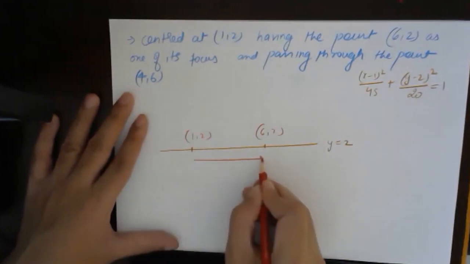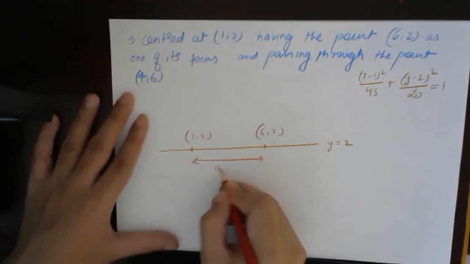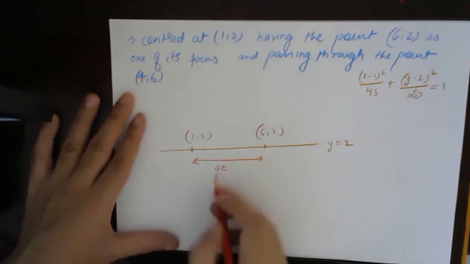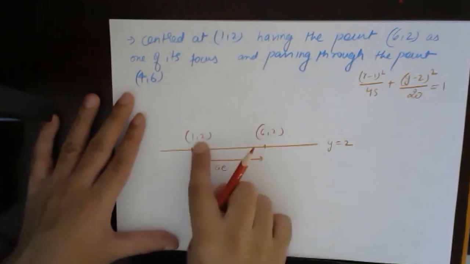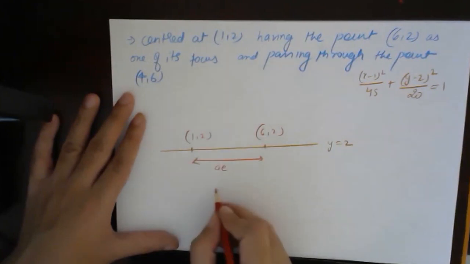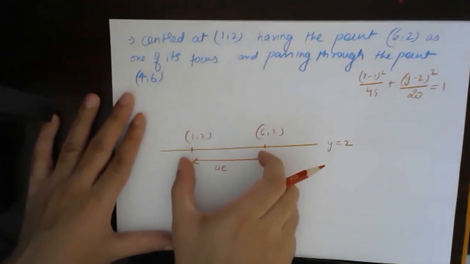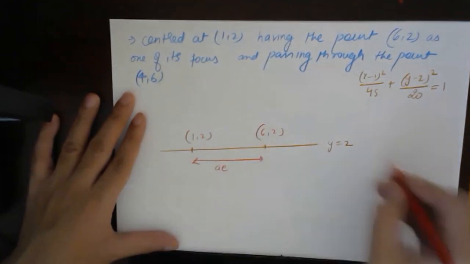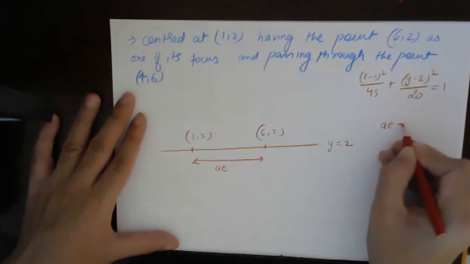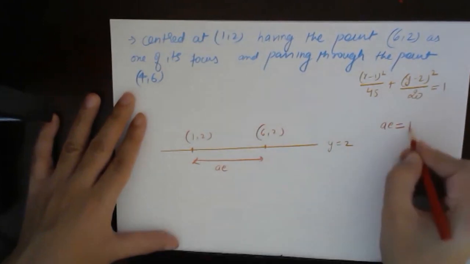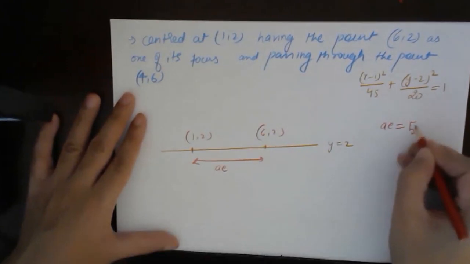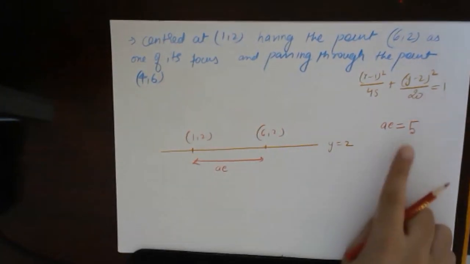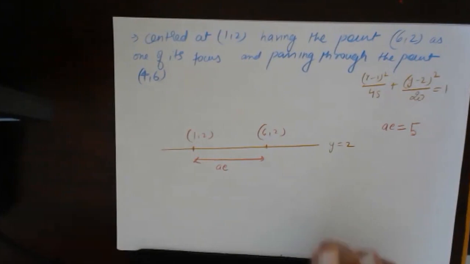The distance between the center and the focus is ae. So what is the distance here? 6 minus 1 is 5. So the distance between these 2 points is equal to ae, which means ae is equal to 5. Now we have ae equals 5, and we have to find the relation.